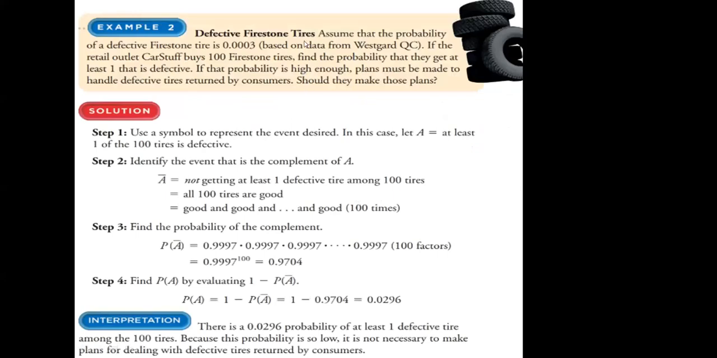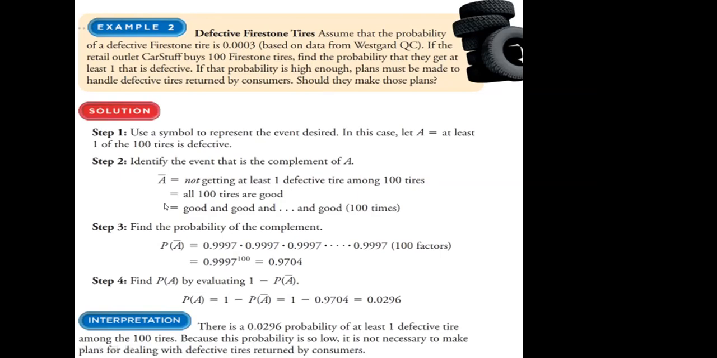You've got what going on here? You've got defective tires. Assume the probability of a defective tire is 0.0003. If a retail outlet buys 100 tires, find the probability they get at least one defective. All right, the probability of getting at least one defective is 1 minus the probability of not getting any defective. Well, what do I mean by not getting any defective? Not getting any defective means all 100 must have been good tires. If he tells me the probability of getting a bad tire is 0.0003, if I take 1 and subtract 0.0003, I get 0.99997. That's the probability of getting a good tire, but I'm picking it 100 times. So raising that to the 100th power is this, but now you've got to remember, you've got to subtract that from the whole number one.